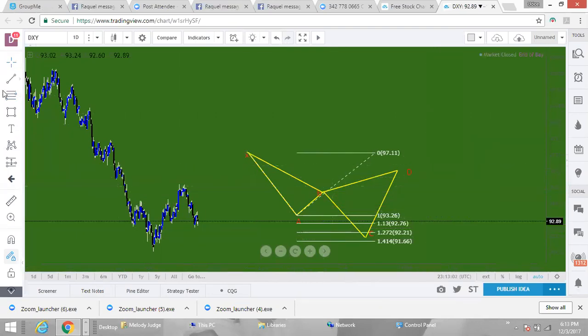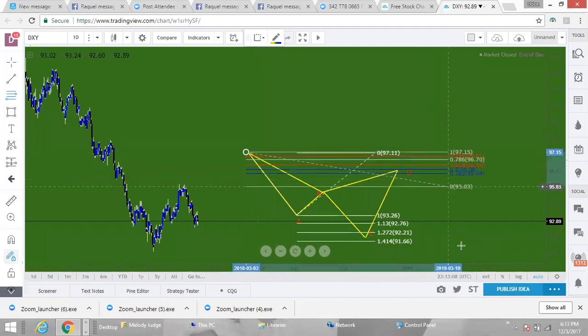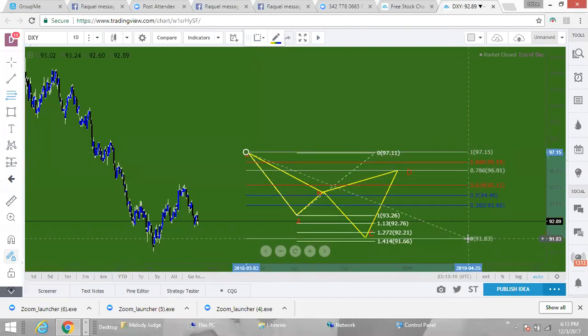In order to identify a correct Cypher pattern, it has to be done in this order. The D leg has to complete. It has to be a completion from X to C, and it has to complete at the 786 of the X to C move. Pretty much the only thing that makes a valid Cypher pattern. So if your Cypher pattern doesn't complete at the 786 of X to C, then it's invalid. Okay.